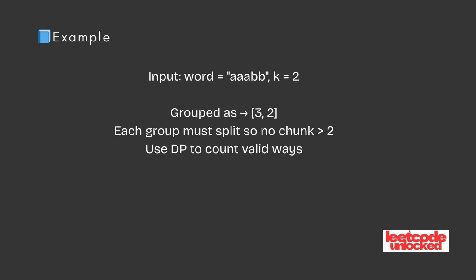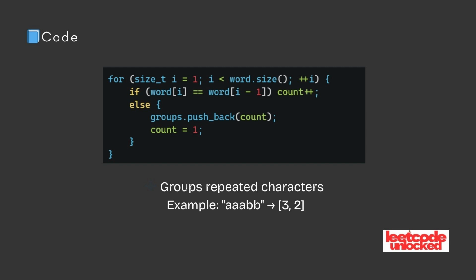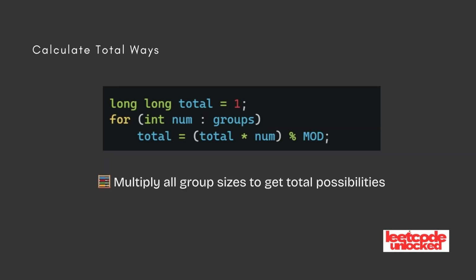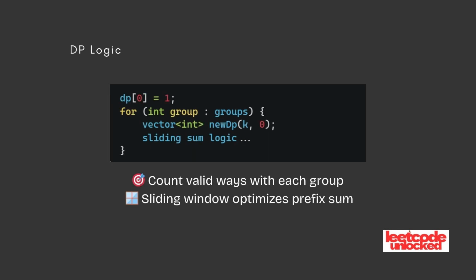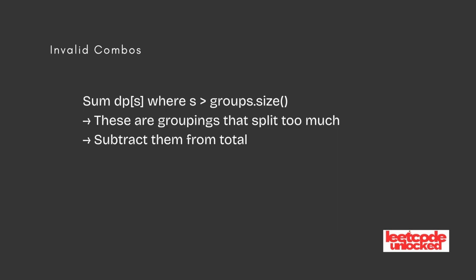In code, we group characters using a loop and store counts in a vector. Then, we calculate the total by multiplying group sizes. After that, we use a DP array of size k, updated for each group using prefix sum optimization. We accumulate invalid combinations by summing extra splits beyond the group count. Finally, subtract invalid from total and return the result modulo 1e9 plus 7.